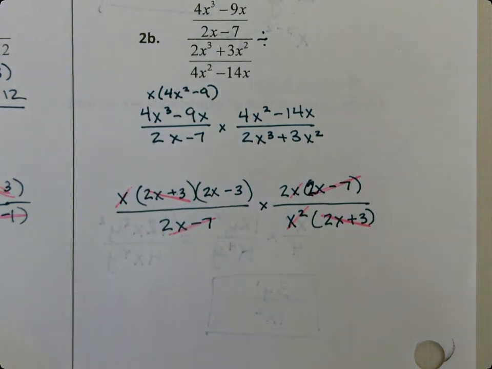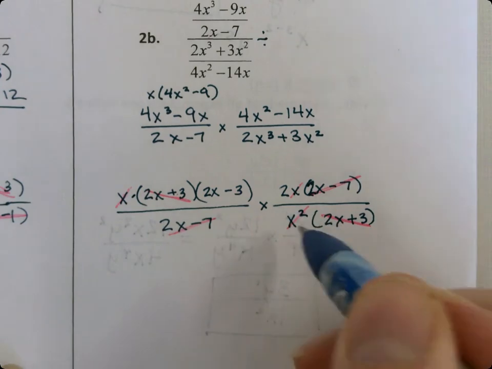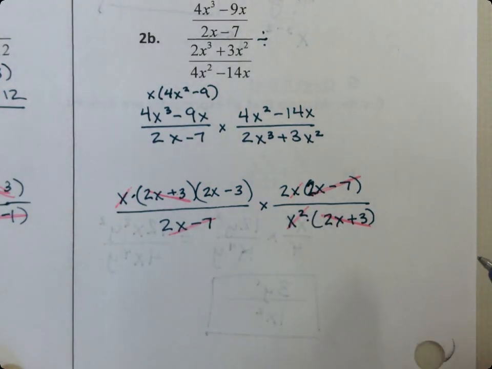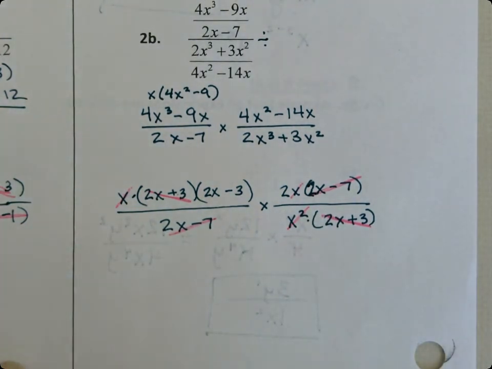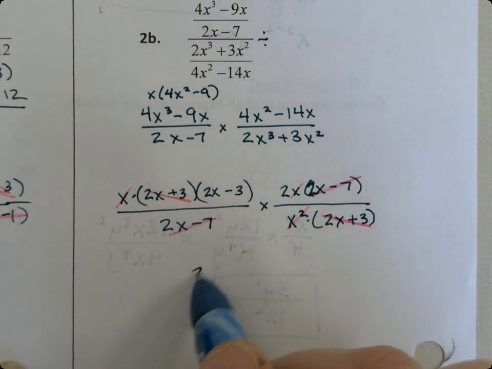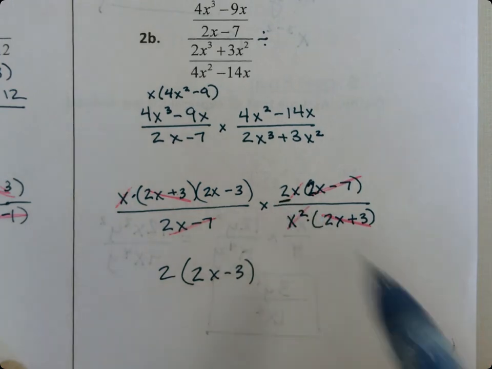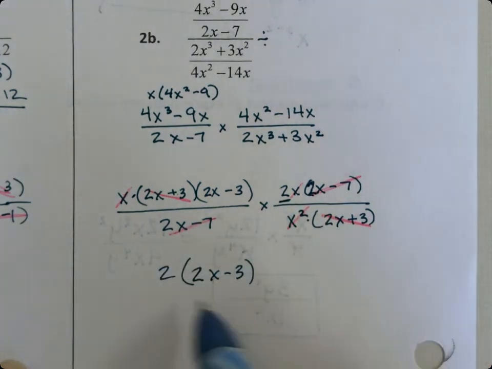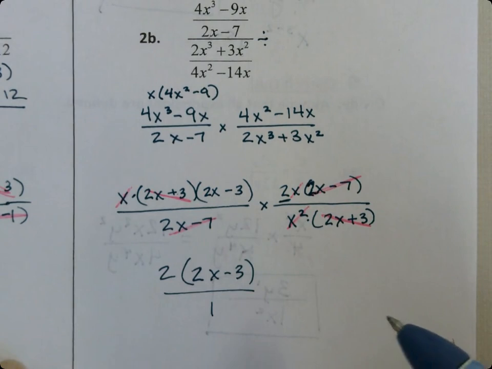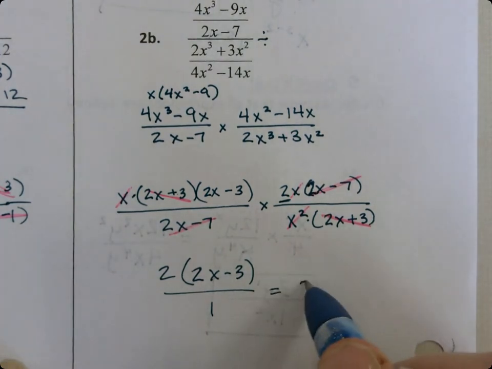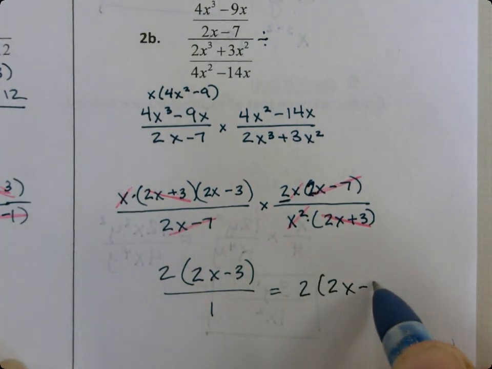Now, if you didn't catch that, you could put it together. You can because it's multiplication. You can't cancel over addition and subtraction. So if it's factored, you can cancel any pieces. So what's left on the top is just 2x minus 3 and that 2. And what's left in the bottom? Nothing. So I just put a 1 there. So final answer, 2 times 2x minus 3.